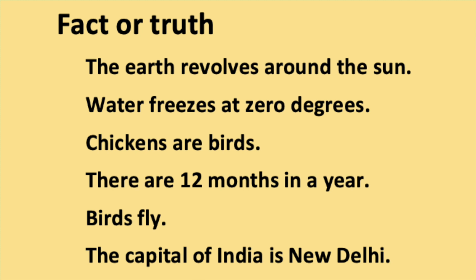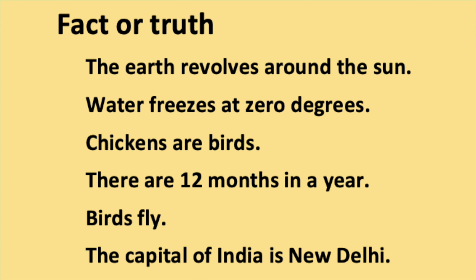Water freezes at 0 degrees. This is a fact. Chickens are birds. We can't say that chickens are animals. Okay, chickens are birds. This is a fact. And there are 12 months in a year. Again a fact. Birds fly. The capital of India is New Delhi. These all are facts or truth. So we should use here simple present tense.